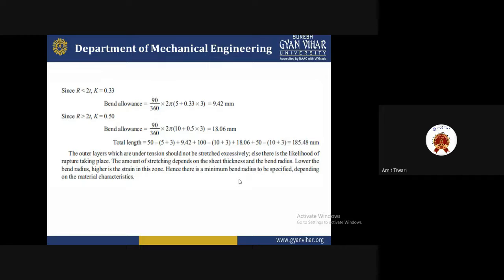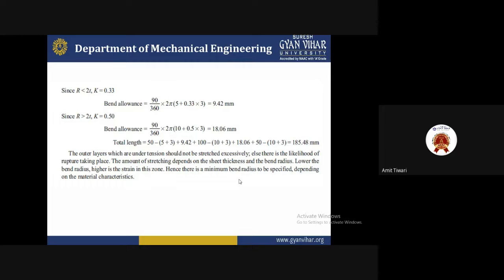So we can change the bend value. Through a number of different experiments, you change the value of K, for some cases one value and for others a different value, where R is greater than 2T. You can find out different values through a number of experiments, and then we find the thickness after the total reading, and from that we can find the stretch value. The stretching depends totally on the bend radius. The lower the bend radius, the higher the strain in the zone, hence there is a minimum bend radius to be specified.